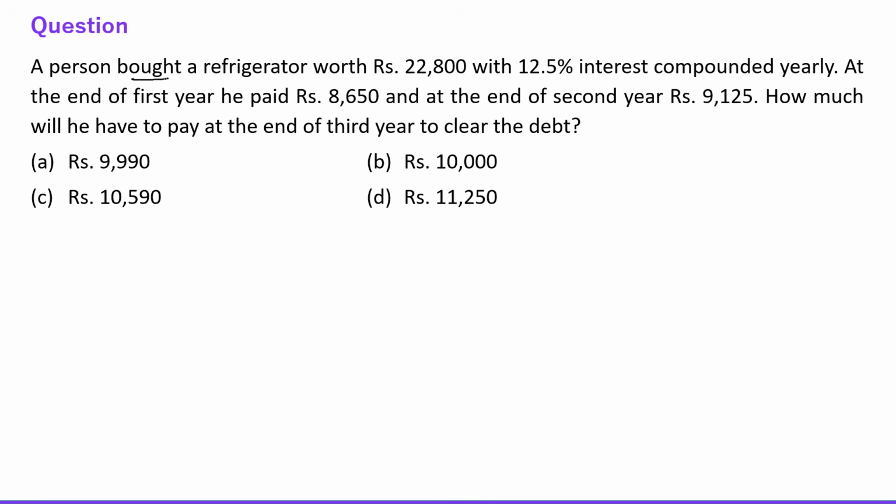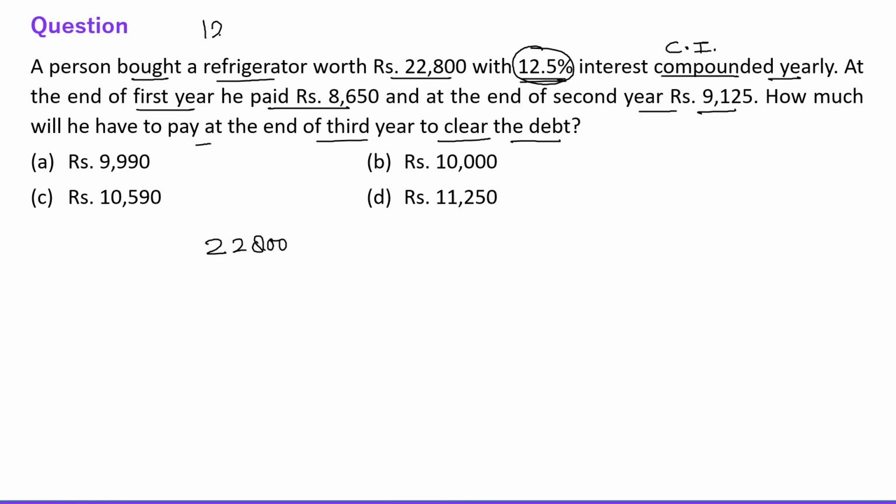Next question is saying a person bought a refrigerator worth rupees 22,800 with 12.5% interest compounded yearly. This is the case of compound interest. At the end of the first year, he paid rupees 8,650 and at the second year, he paid rupees 9,125. How much will he have to pay at the end of third year to clear the debt? Okay. Everyone, the cost of the fridge is 22,800 and at the end of the year obviously he has to pay the 12.5% interest also.